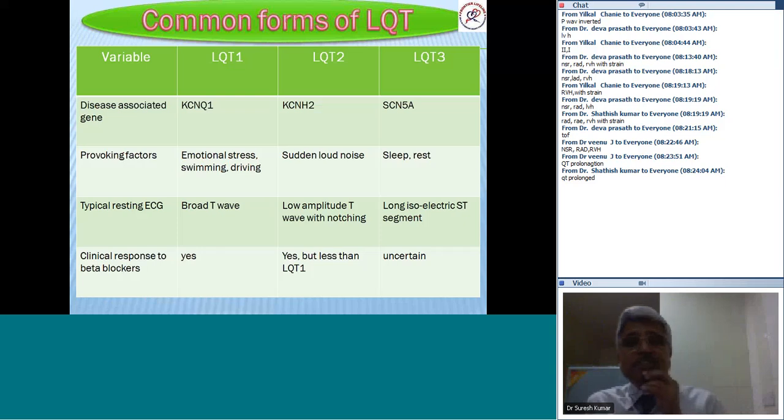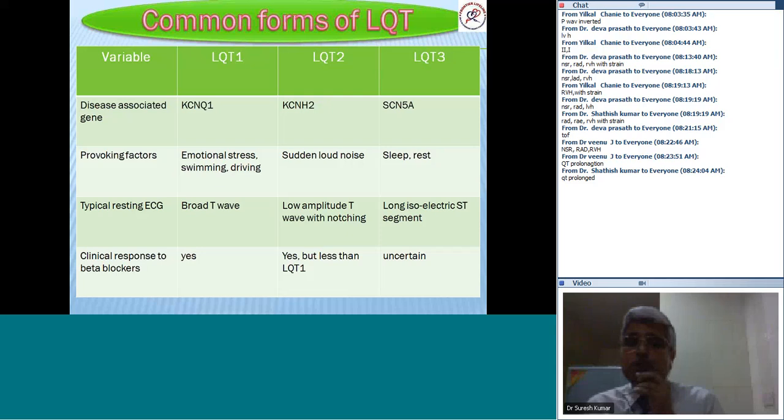What is the thing that provokes syncope? Syncope occurs when long QT syndrome is provoked. In long QT1, it is emotional stress or swimming. In long QT2, it's a sudden loud noise. 3 does not have this. Syncope could occur during sleep or during rest.